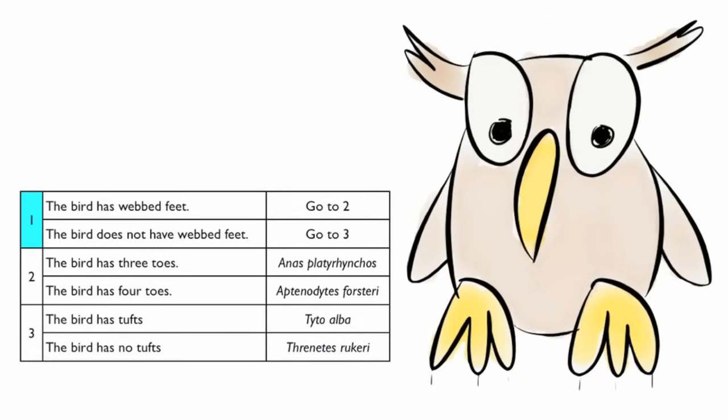Always start at number one on the dichotomous key and look at the features of the organism you're trying to identify. Our bird has tufts. This is its dichotomous key's scientific name.